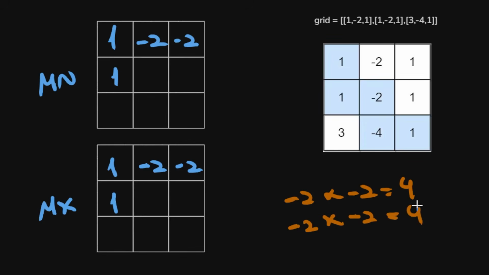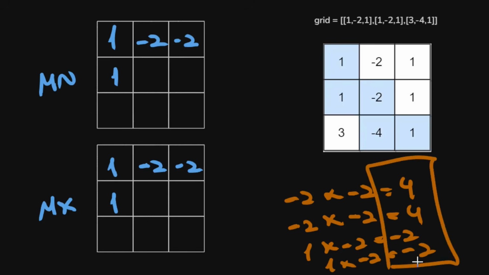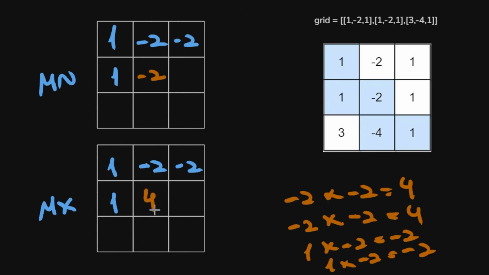and this is also 4. Now, regarding left, what if we come from this path? Well, we can take the minimum accumulated product, 1 times the current number, minus 2, and this is minus 2. And here we could have a different accumulated number, so we need to consider this also. So we take 1 times the current number, minus 2, and this is also minus 2. So the minimum and maximum numbers here are minus 2 and positive 4. So we go to the minimum and put minus 2, and we use 4 for the maximum.